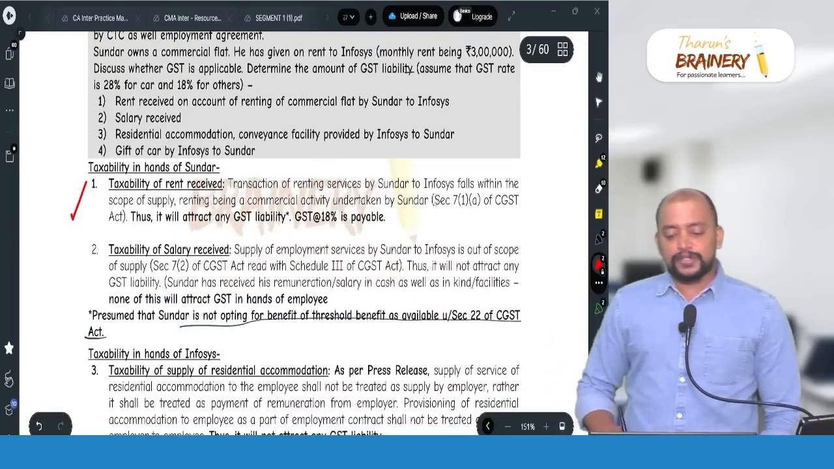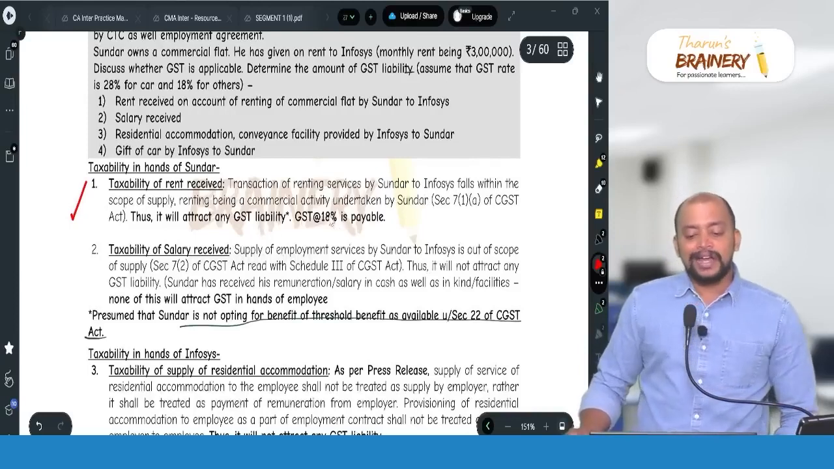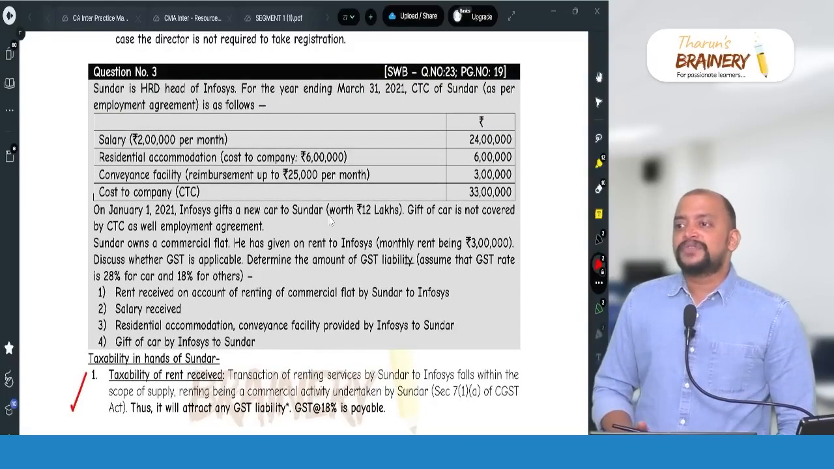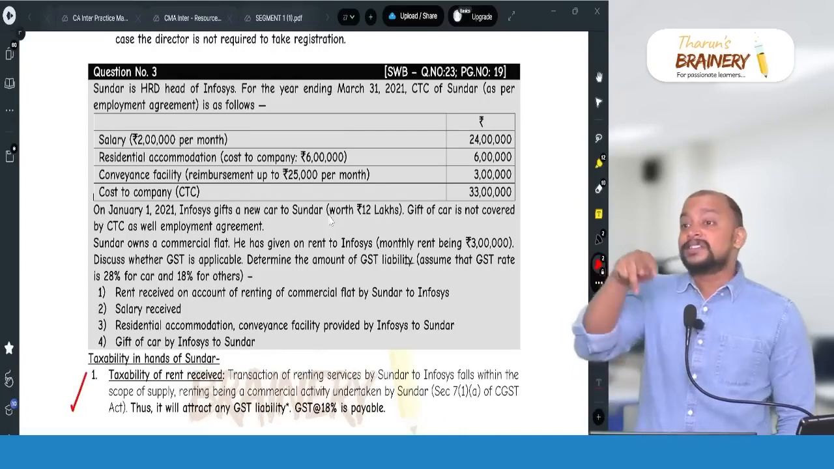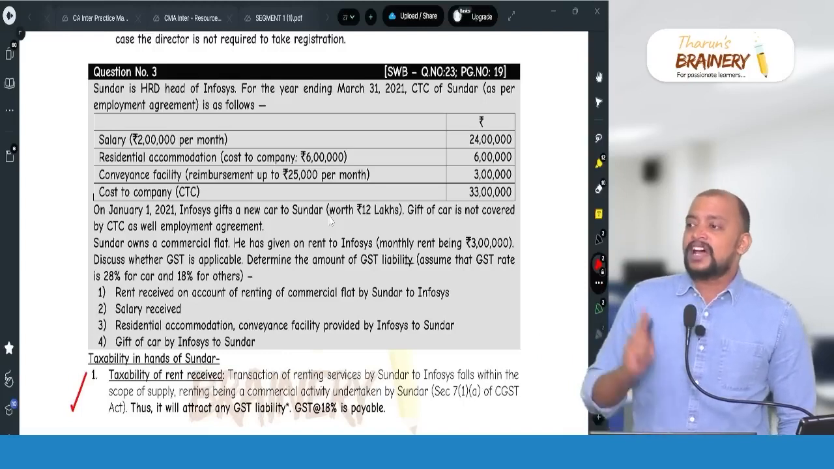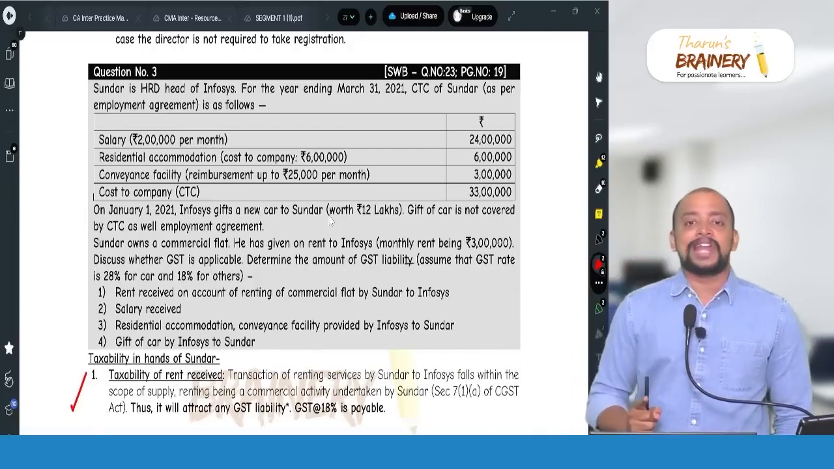Transaction of renting service by Sundar to Infosys falls within the scope of supply. Renting being a commercial activity, GST liability will be payable at 18%. And here, if Sundar is registered, they are required to pay the liability. If Sundar is not registered, they are not required to pay the liability. But there is GST liability. So, whenever we are talking about GST liability, you don't bring in whether they are registered or not. See, first liability. Thereafter, if they register, they pay. If they are not registered, they do not pay. So, don't jump to the conclusion in the answer, in the exam.